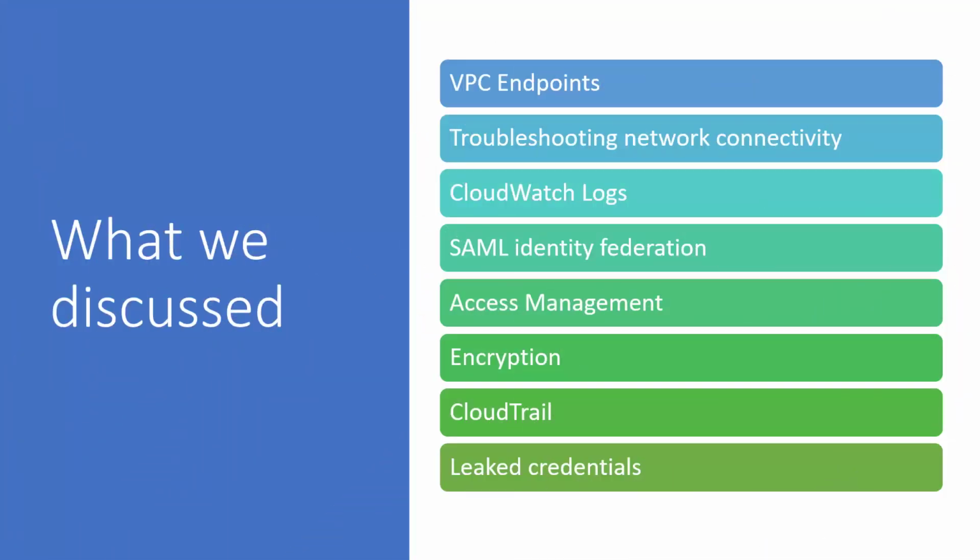So, to summarize, with these 10 questions, we touched upon some important topics related to AWS security. How to use VPC endpoint to keep the communication inside AWS private network, troubleshooting network connectivity issues, how to monitor log file content using CloudWatch logs, identity federation using SAML, managing access using identity-based and resource-based policies, at-rest and in-transit data encryption, monitoring API activity in your account, how to handle leaked credentials, and so forth.